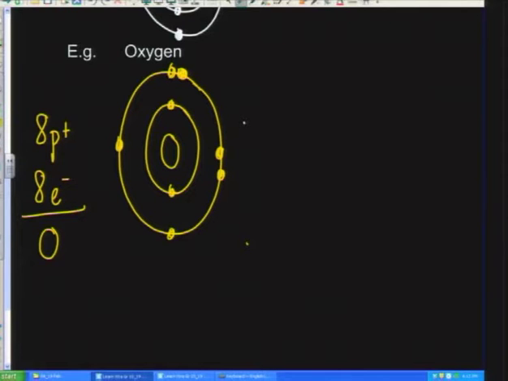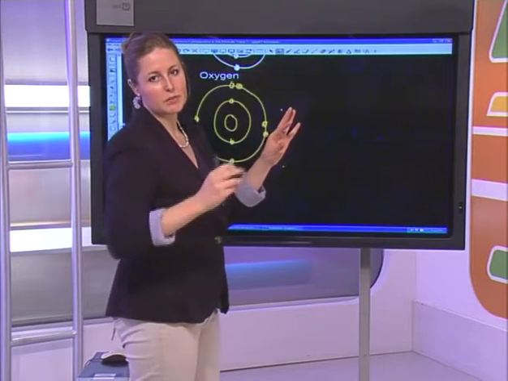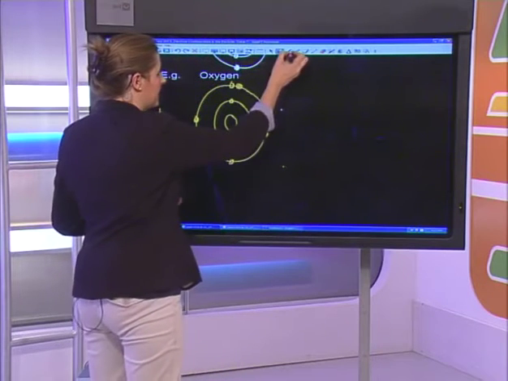Now, as I suggested to you, you want to work around on the compass points because it's going to help you to identify where there are spaces for the substance to bond. How many electrons would it gain or lose in order to make sure that it gets to a filled outer energy level? So let's have a look for oxygen here.